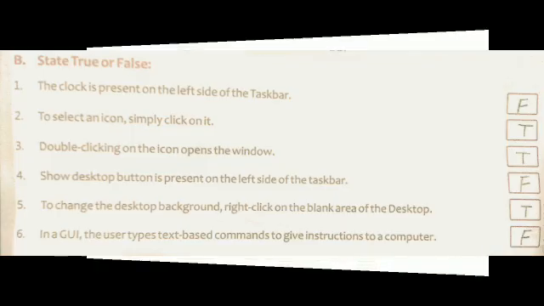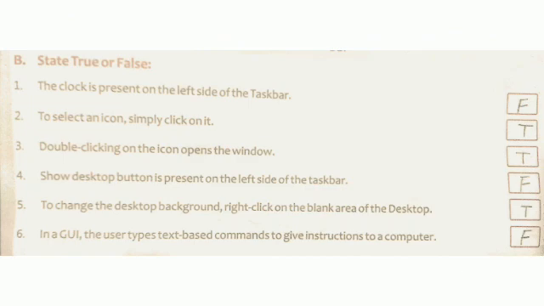Now let us talk about the true false. First is: the clock is present on the left side of the taskbar. As we know, the clock is present at the right side, not the left side. So this is false. Second is: to select an icon, simply click on it. This is true. Third is: double clicking on the icon opens the window. This is also true. Fourth is: show desktop button is present on the left side of the taskbar. As we know, it is present at the right side. Okay, so this is also false.